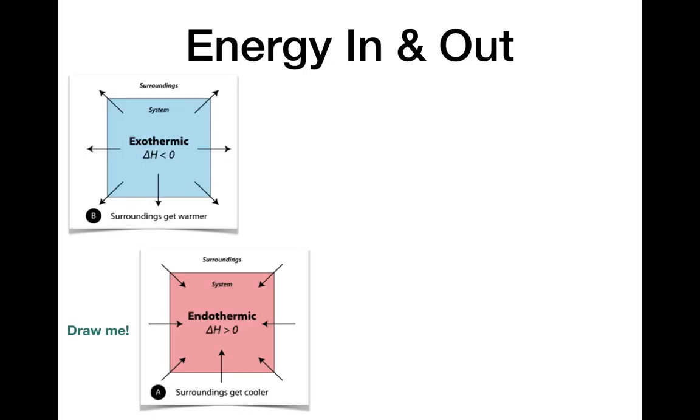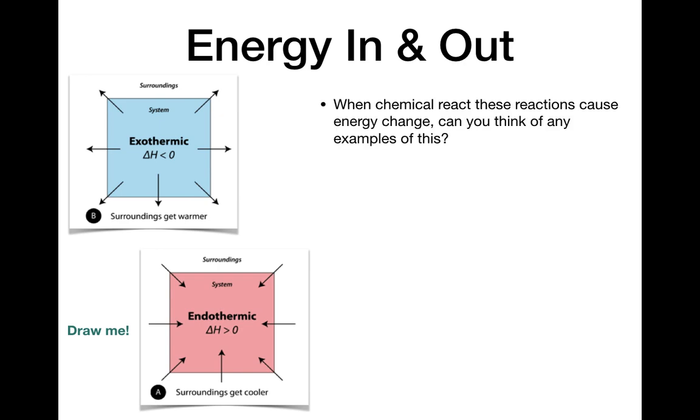Okay, so you need to draw this diagram here, both of them. Make sure you draw the delta H and the arrows in the right directions, okay? Well, that'll be more important as time goes on. So when chemicals react, these reactions cause energy changes. And can you think of any examples of energy changes caused by a chemical reaction?